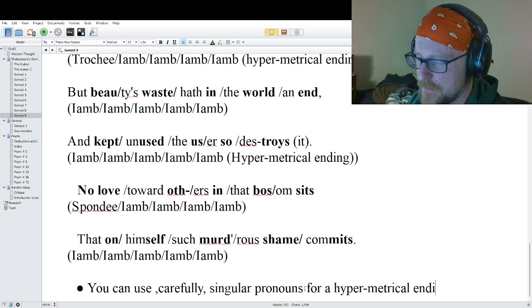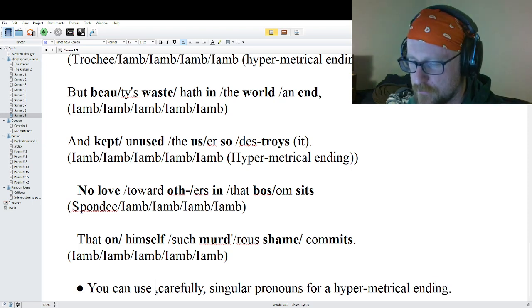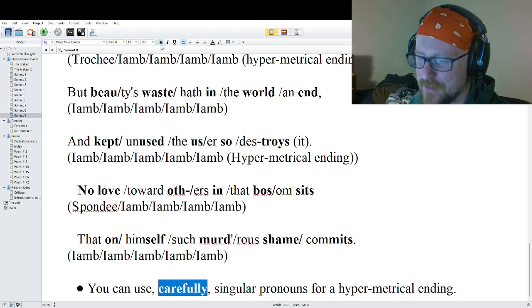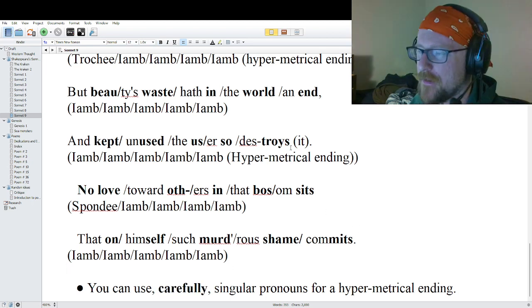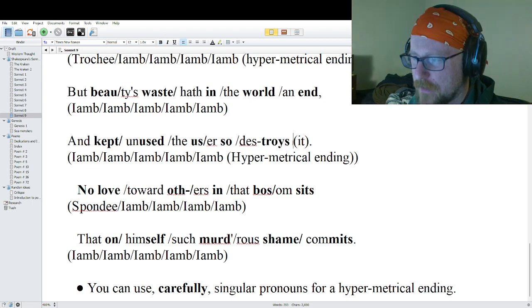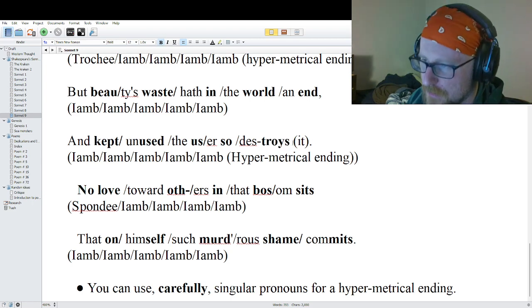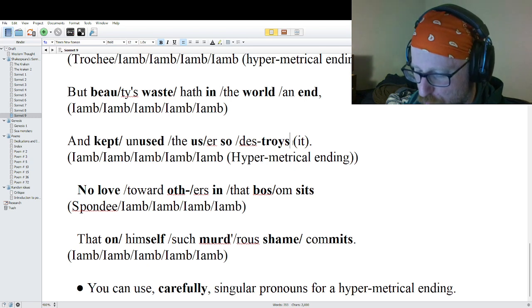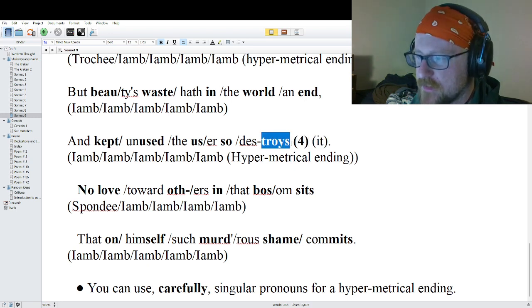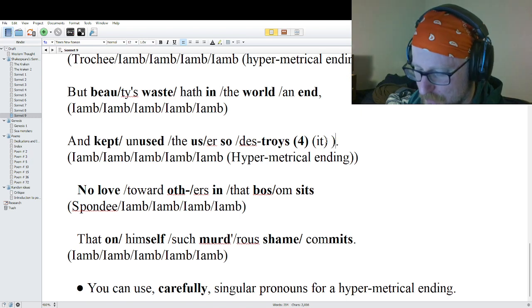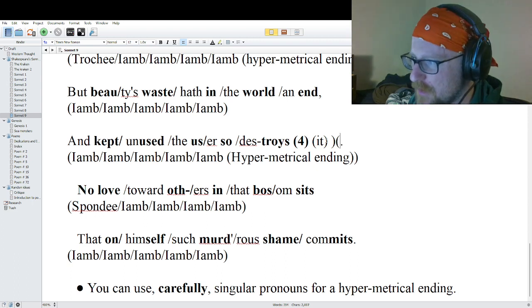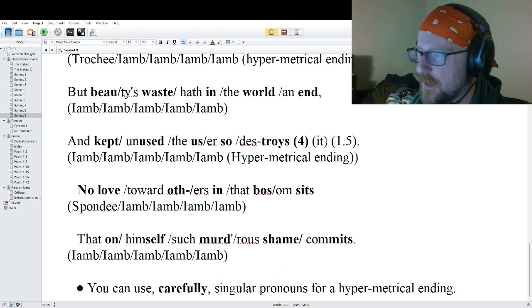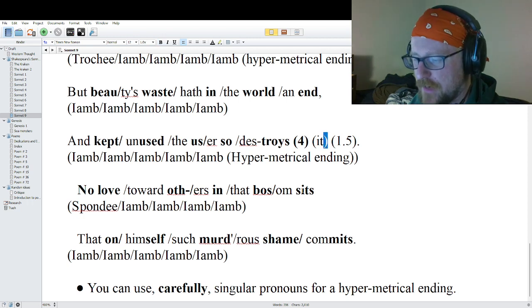for a hypermetrical ending, right? So you can use carefully. I want to stress that. In fact, I'm gonna bold that. You can use carefully singular pronouns for hypermetrical endings, right? And this is a really strong ending, right? So, you know how I did that 1, 2, 3, 4 thing? This is a 4. Troy's is a hard 4, and this, if you wanted to be technical, is probably like a 1.5, maybe a 1, right? Nowhere near the 4, right? So that's very carefully picked.